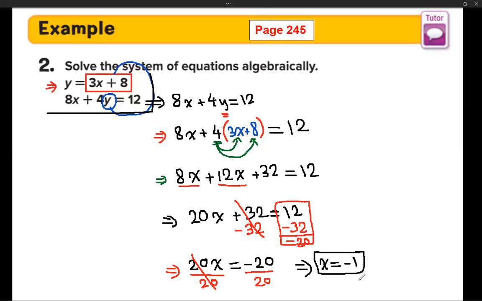Okay, so we did it. We found the value for x. Now, how can we use this value to know the value for y? We know what y is, right? We know that y is equal to 3x plus 8. So now we know the value for x. Okay, this x here. So we can just take the value for x from here and substitute it in the first equation to get the value for whom? For y. Okay, let's do it.